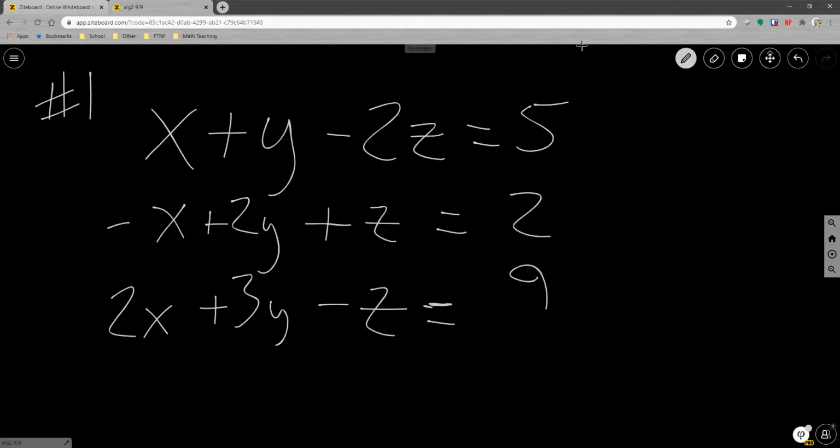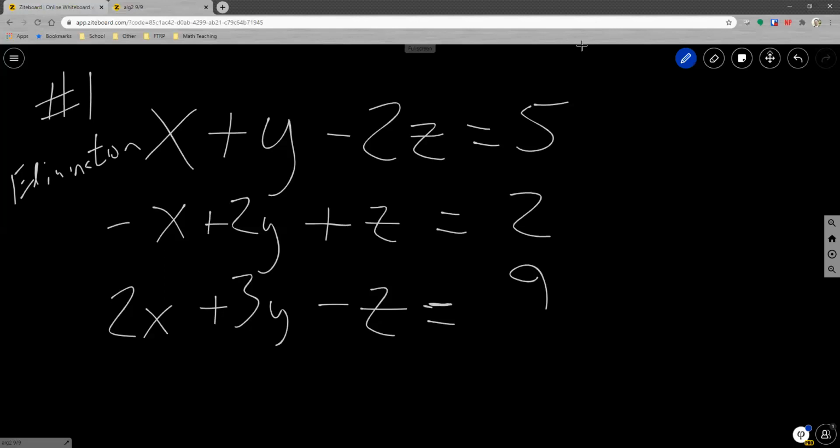So question number one is a system of equations with 3 variables. It's x plus y minus 2z equals 5, negative x plus 2y plus z equals 2, and 2x plus 3y minus z equals 9. So remember, I can use substitution or elimination, but with 3 variable systems, it tends to be better to use elimination. So I'm going to go ahead and use elimination for this problem.